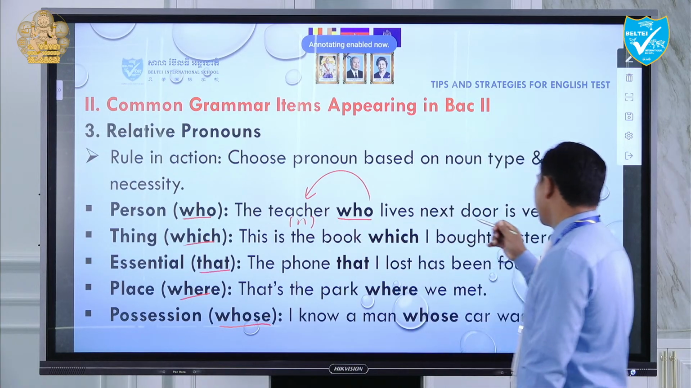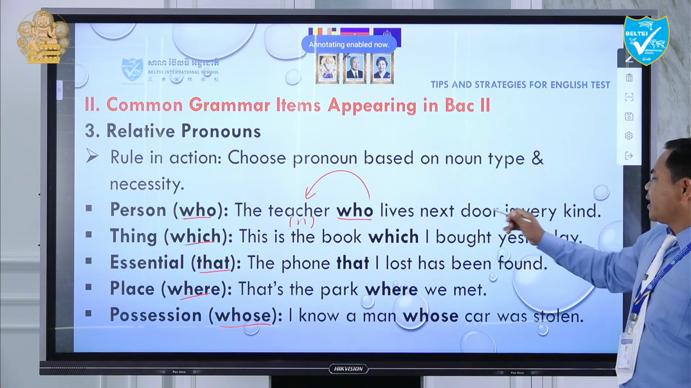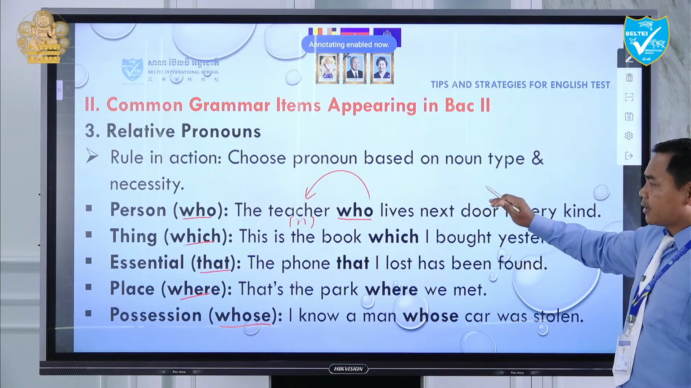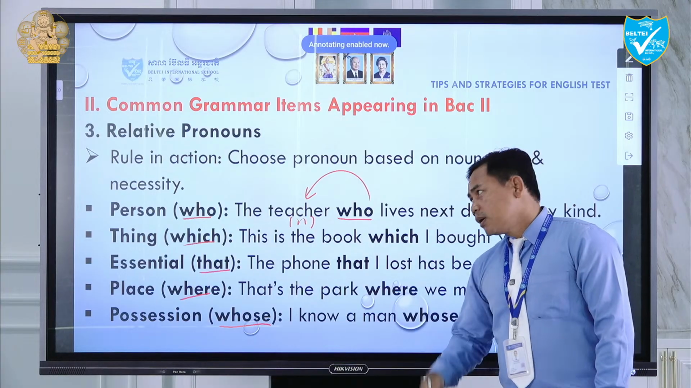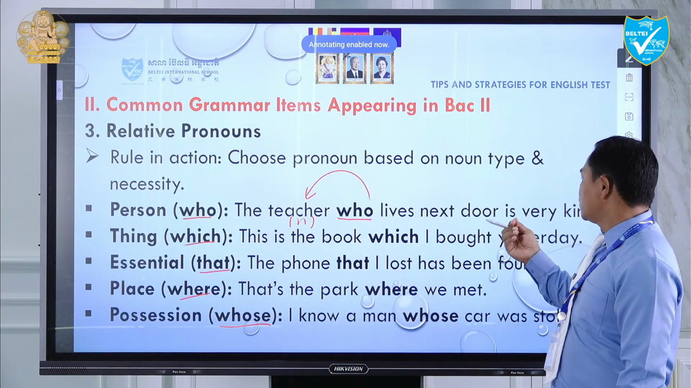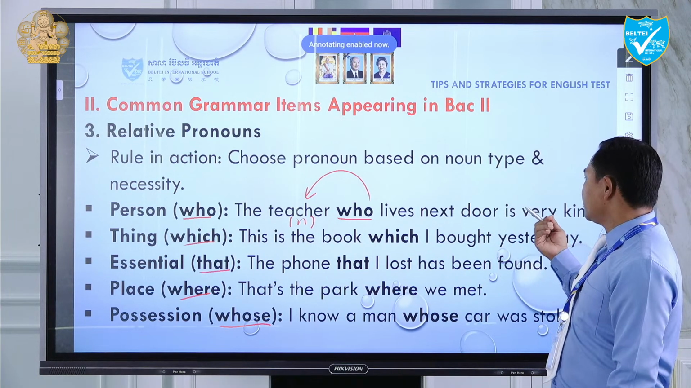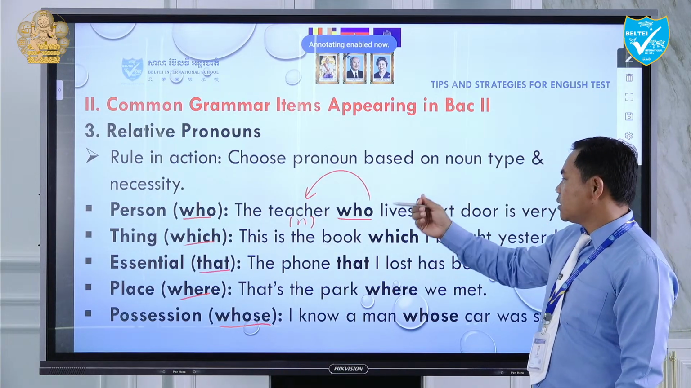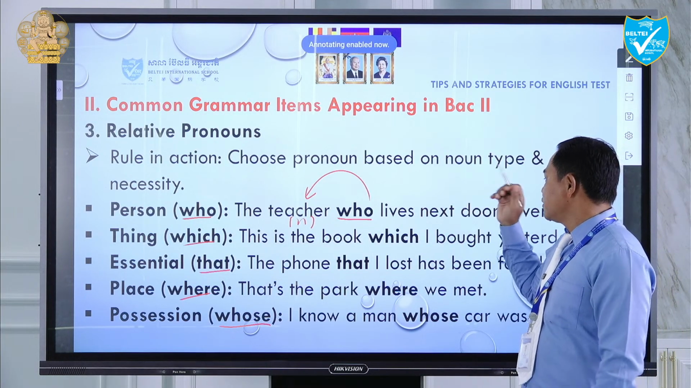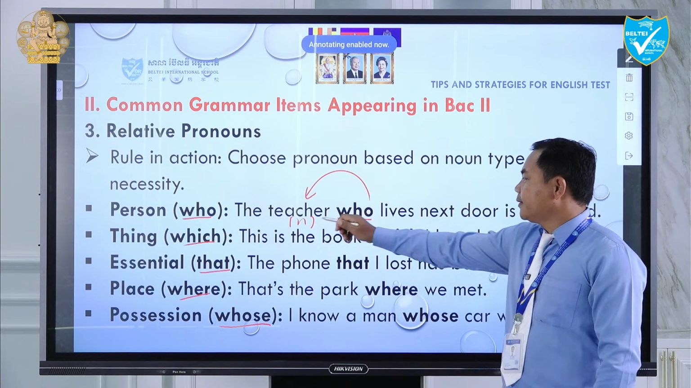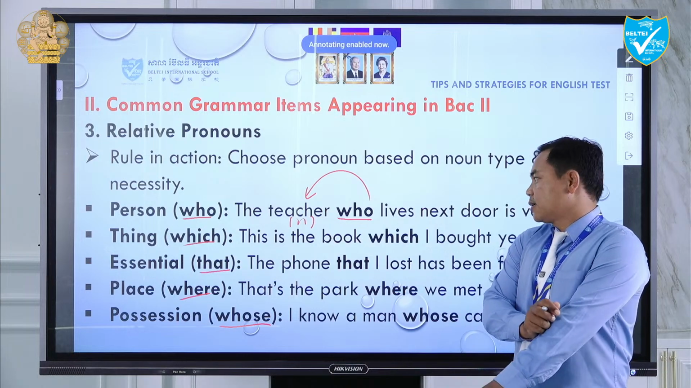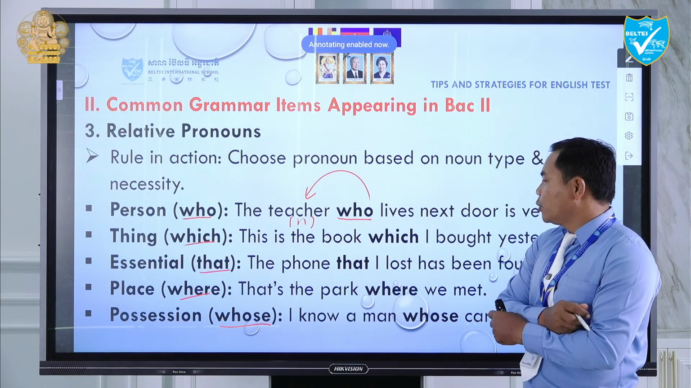So who lives next door is called a relative clause that gives more information about the teacher. Who lives next door, who is very kind. The teacher is very kind. The teacher lives next door. So when the noun is a person or people, we use who.